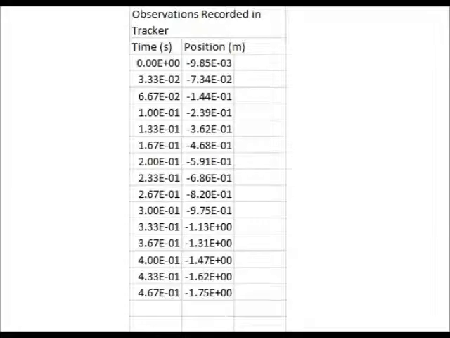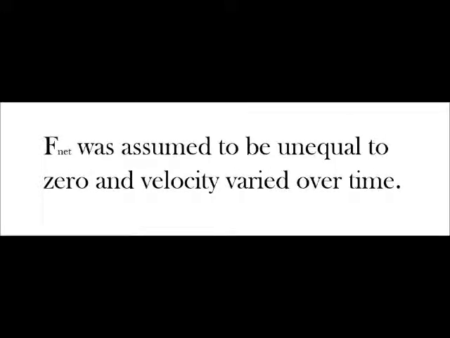Initial velocity equaled negative 1.9. Also, the last observation used in the analysis was 0.4670, negative 1.754. Fnet was assumed to be unequal to 0 and velocity varied over time.